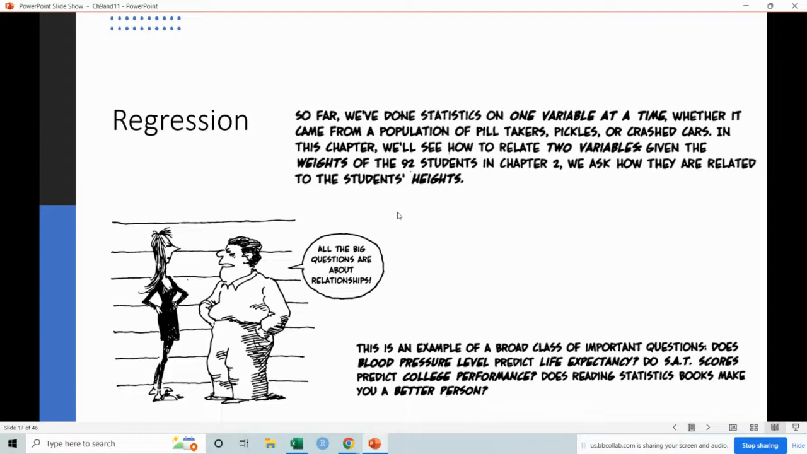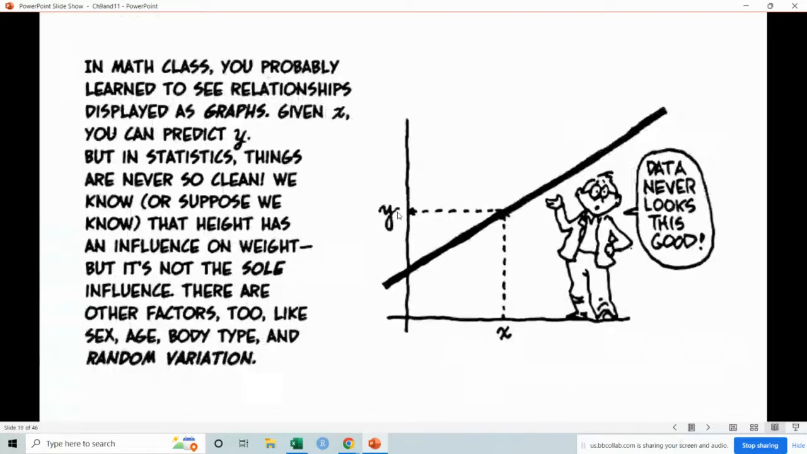So this is an example of a broad class of important questions, such as, does blood pressure level predict life expectancy? Do SAT scores predict college performance? Does reading statistics books make you a better person? Probably not.